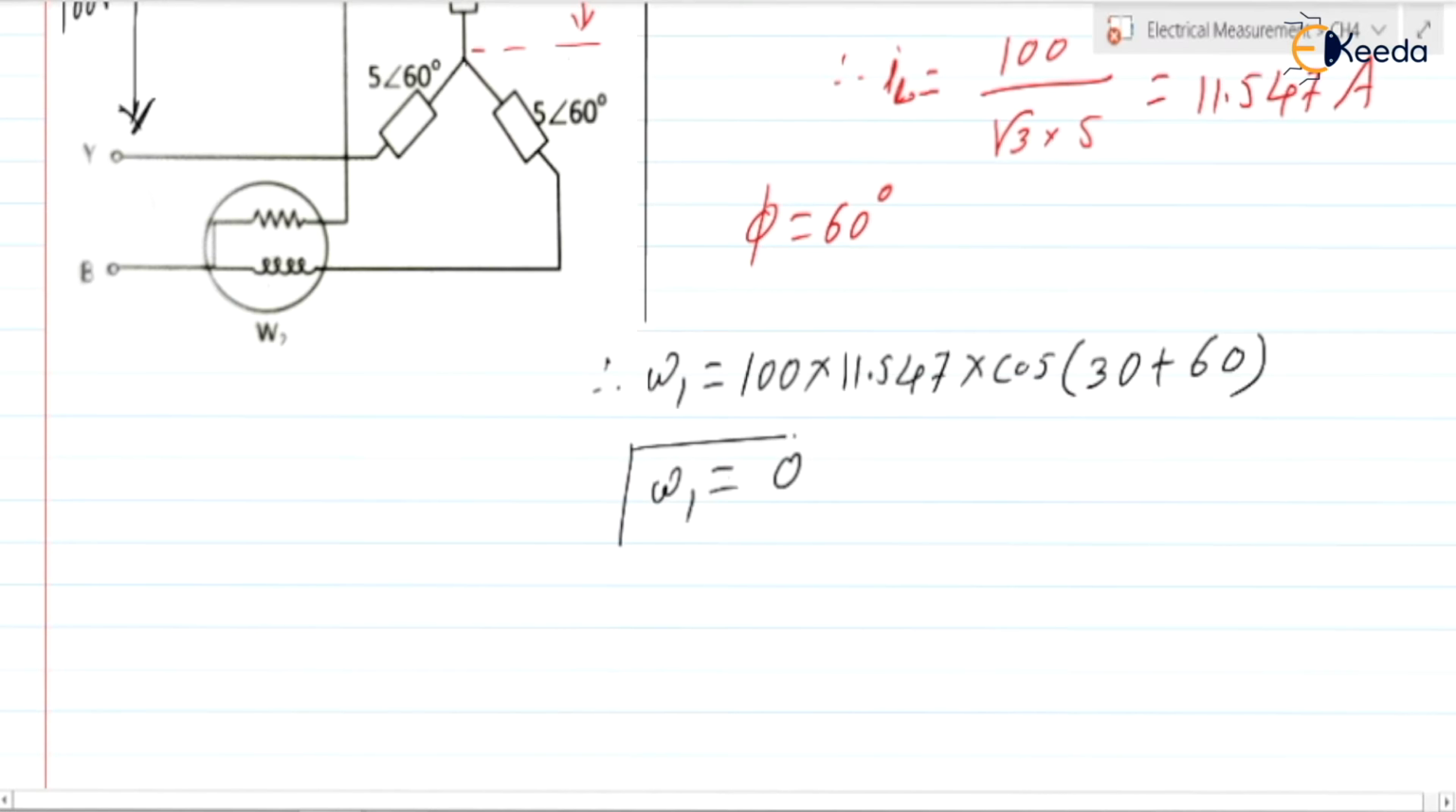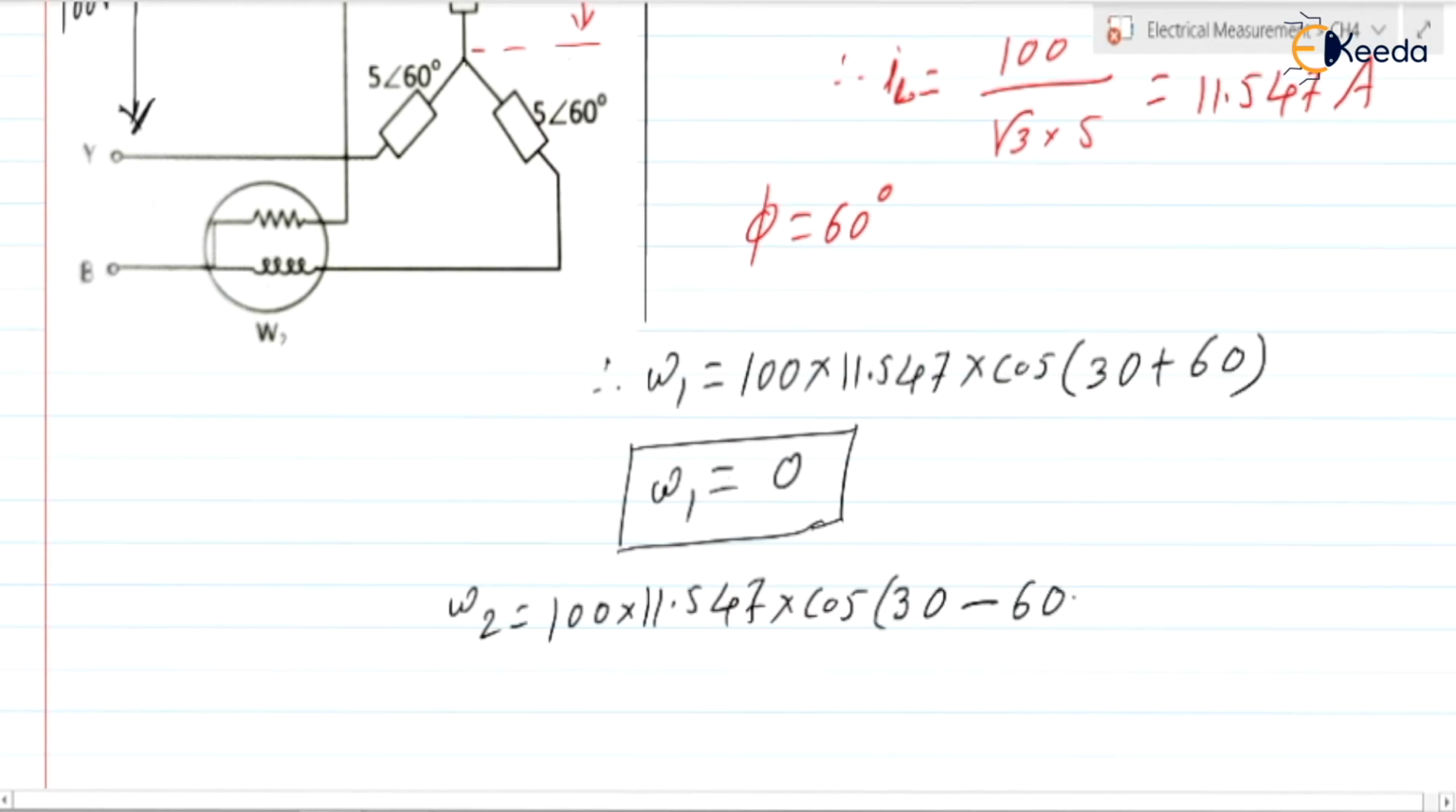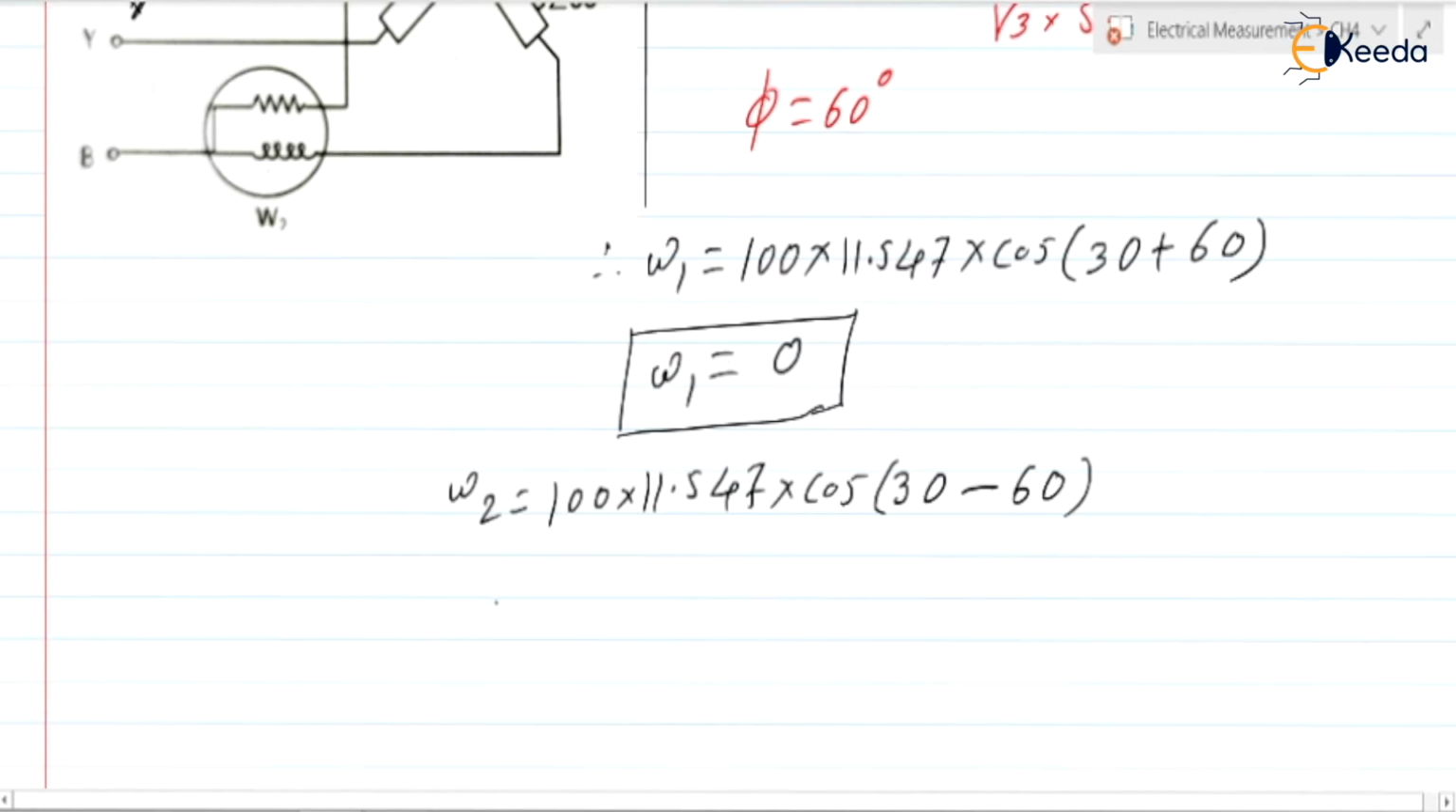Next, can we find W2? Yes, W2 is equal to 100 into 11.547 into cos of 30 minus 60. So it is cos of minus 30. So it is 999.99, roughly 1000 watt. This is the W2 we are having. Right? Are you getting the point?